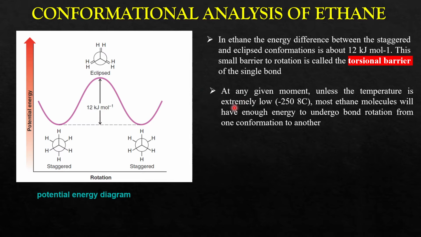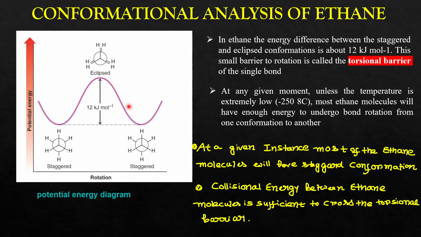But if you go to an extremely low temperature, below minus 250 degrees centigrade, in that case you can freeze the ethane molecule into one of the conformations. But at normal room temperature, the energy of the collision is sufficient to surpass this energy barrier to go from staggered to eclipsed to staggered conformation again. That is exactly what is written here: the collisional energy between the ethane molecules is sufficient to cross the torsional barrier at normal room temperature.